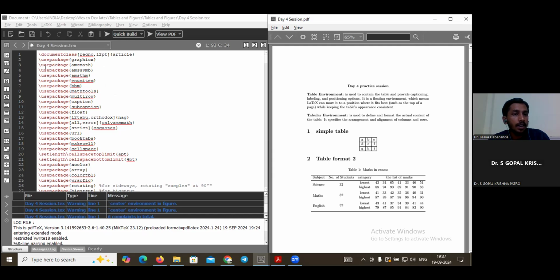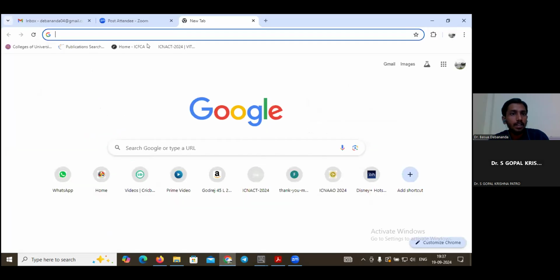These three packages: \usepackage{amsmath}, \usepackage{amssymb}, and amsthm, we have already discussed for mathematics typing. \usepackage{graphics} is for the figure. Yesterday you asked where you can find what packages. There is one website also. I will show that. You can Google it.